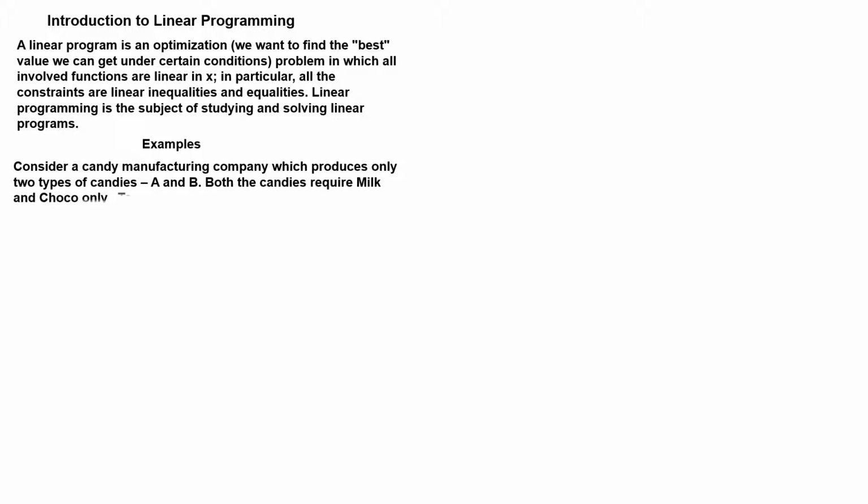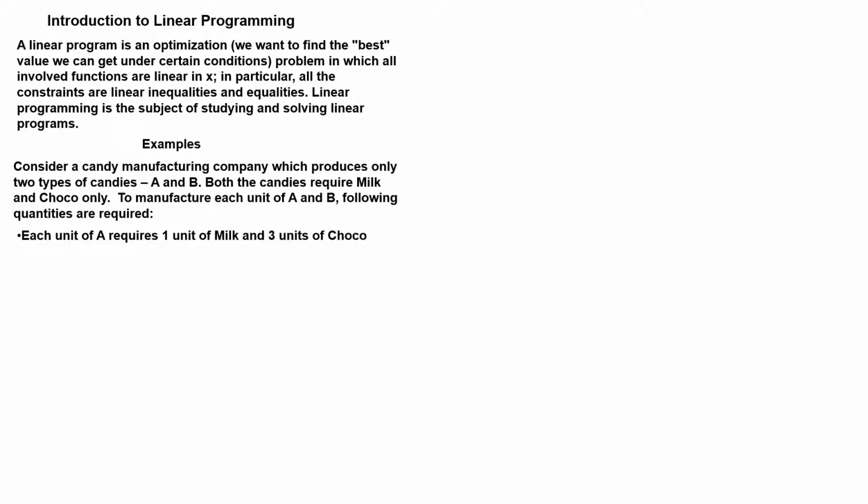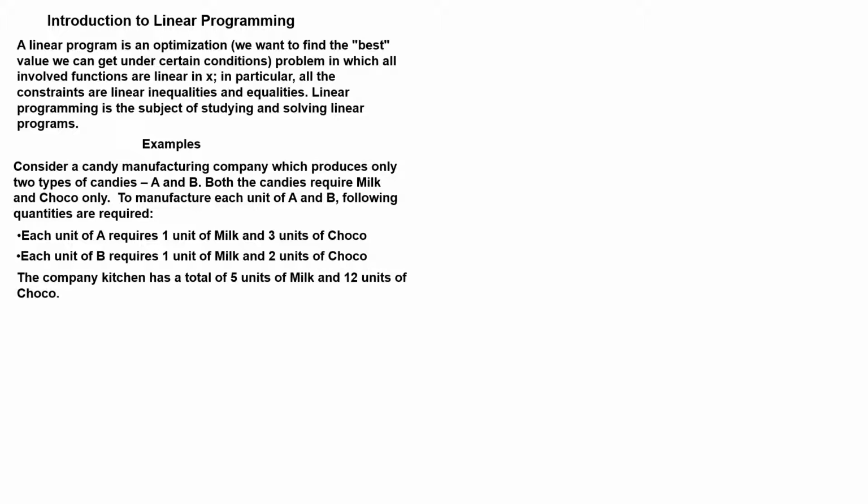Let's see how it works. Consider a candy manufacturing company which produces only two types of candies, A and B. Both the candies require milk and chocolate only. To manufacture each unit of A and B, the following quantities are required. Each unit of A requires 1 unit of milk and 3 units of chocolate. Each unit of B requires 1 unit of milk and 2 units of chocolate. The company kitchen has a total of 5 units of milk and 12 units of chocolate.